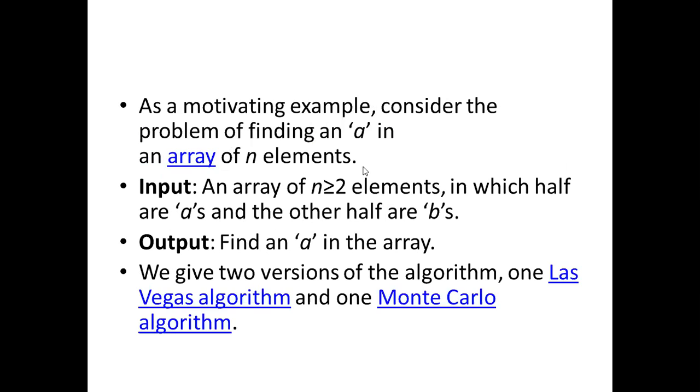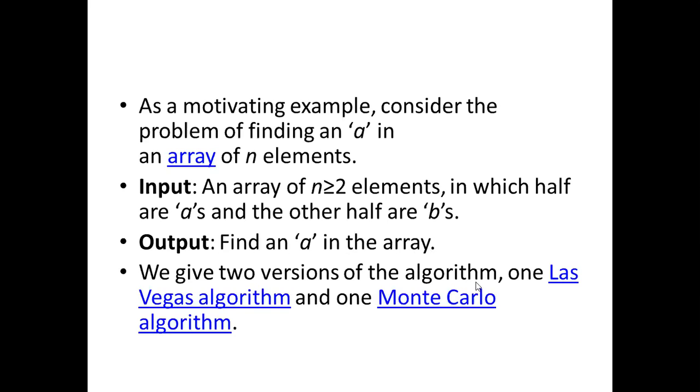If there are n elements, we want to find an A. Consider an array of n greater than or equal to 2 elements, in which half are A's and the other half are B's. That means we have some number of elements, maybe 5 or 6, in which half are A's and half are B's. Find where an A is in the array.